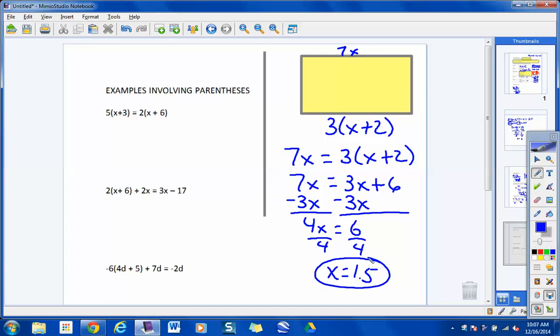How am I starting the first one? Take 5x plus 5 times 3 equals 15. Take 2x plus 2 times 6 plus, what on the end then, kiddo? 12. All right. Subtract 2x, is he? All right.